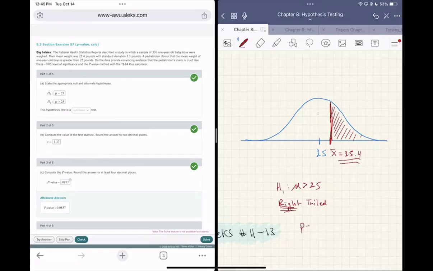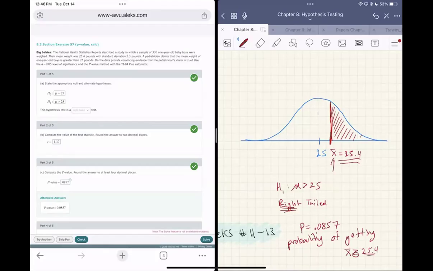So this p-value of 0.0857 is the probability of getting X bar greater than or equal to 25.4. So it could be equal to 25.4.